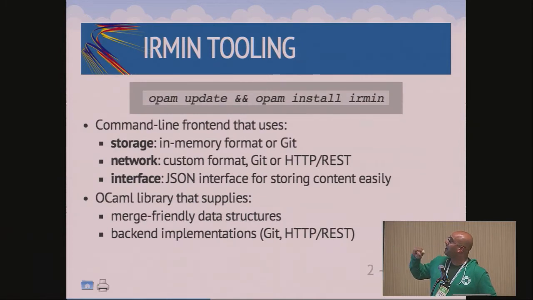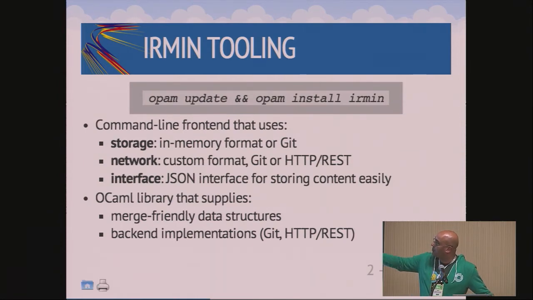So this IRMIN takes two forms, if anyone wants to try it. You can just use the OPAM package manager to install a command line interface. And this command line interface implements an in-memory format, so you can just launch it in memory and just play with things without persistence, or it's got a full implementation of Git. So its actual storage format is a normal Git file system. You can use a Git command line. I'll show you that shortly towards the end of the talk.